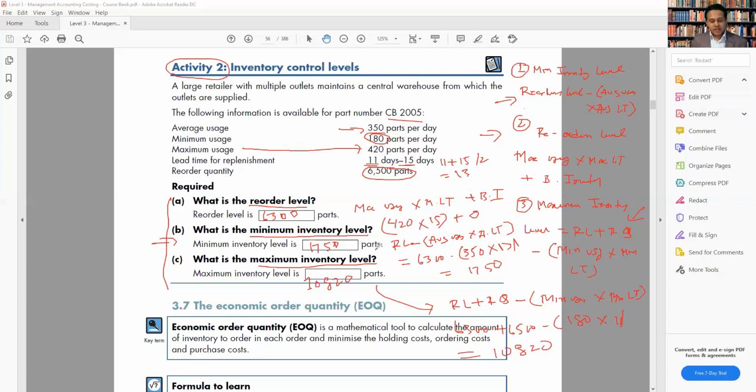Well, the minimum inventory level, you can see what is the formula. The formula is reorder level, and the reorder level is the first one we have calculated. This is reorder quantity, or sorry, not the reorder level. The reorder level we have calculated here 6,300, and that is reorder quantity.